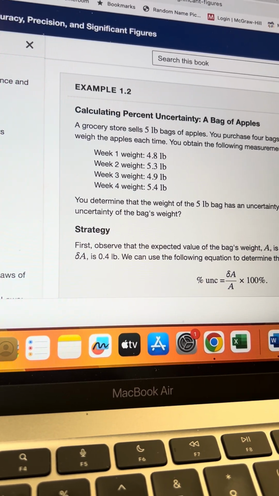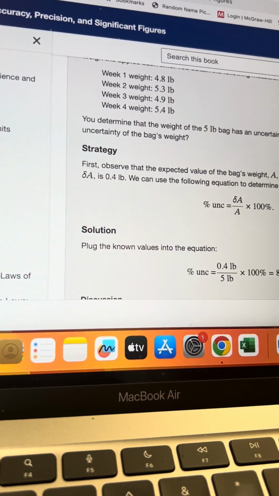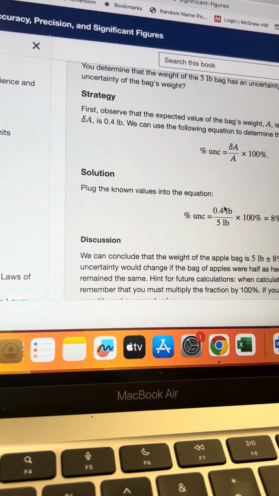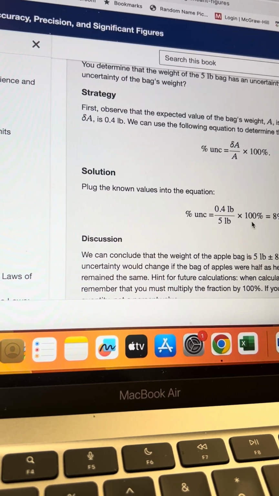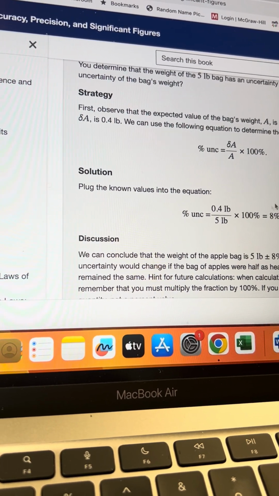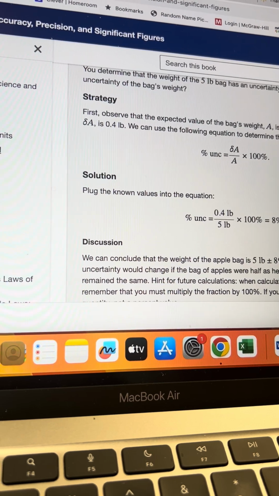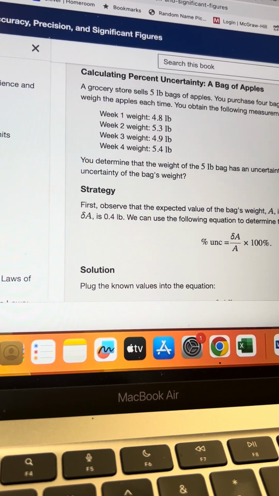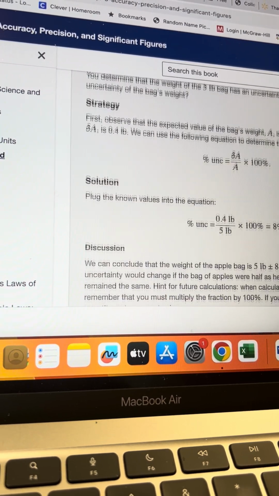Then we want to say, what is that in a percent? You just take that 0.4, divide it by the 5, you get a decimal, then multiply it by 100 to turn it into a percent, and you get 8%. Now, sometimes your variation is written as plus or minus a percent, but sometimes it's written as plus or minus just a value.